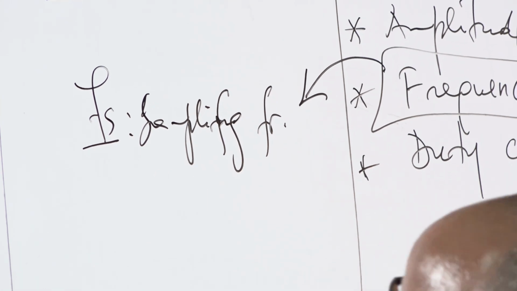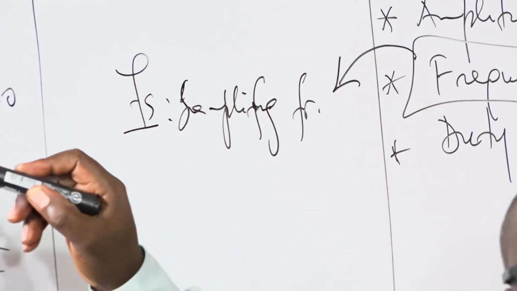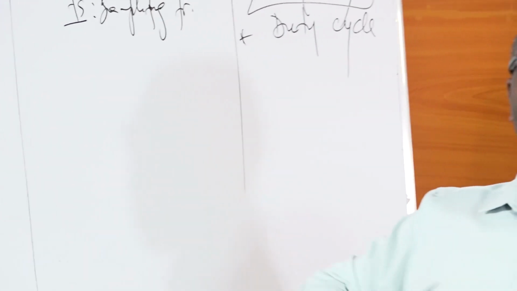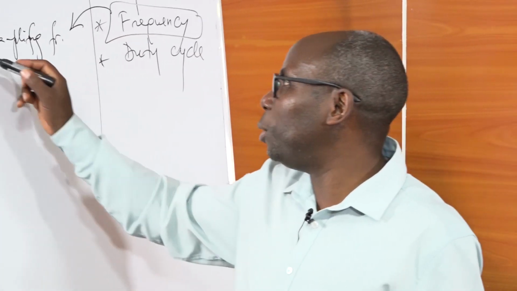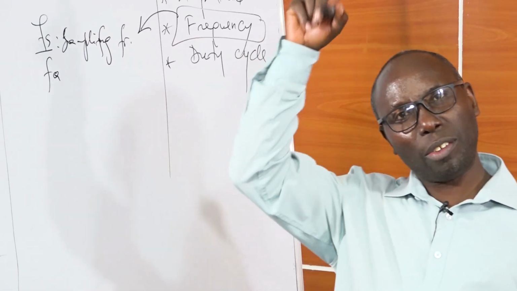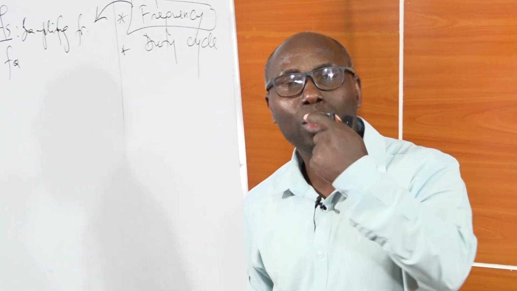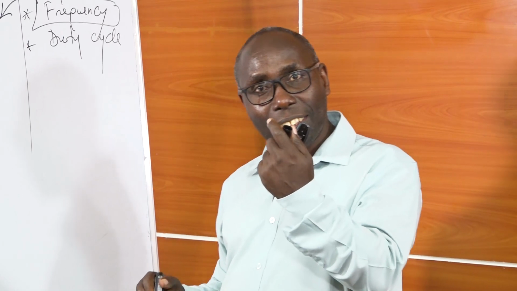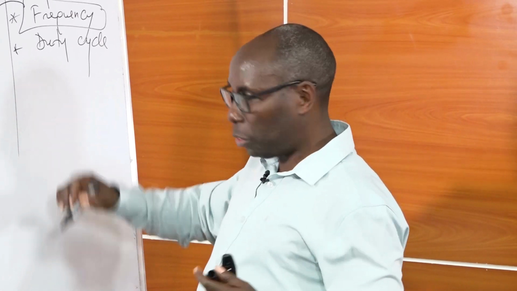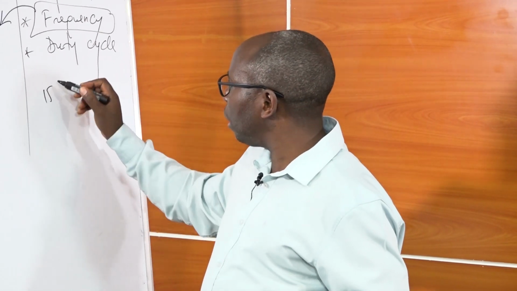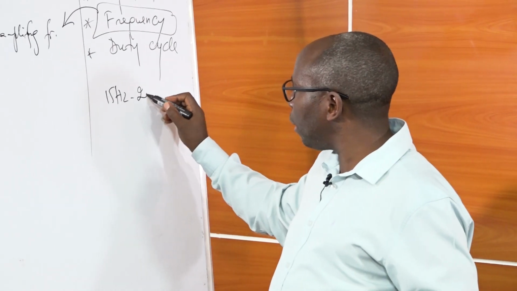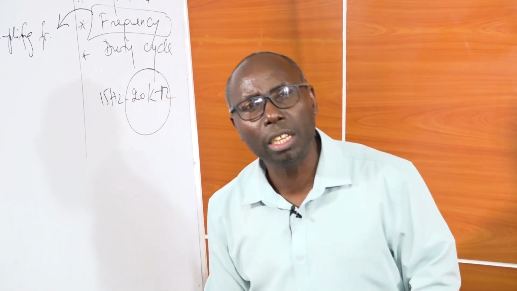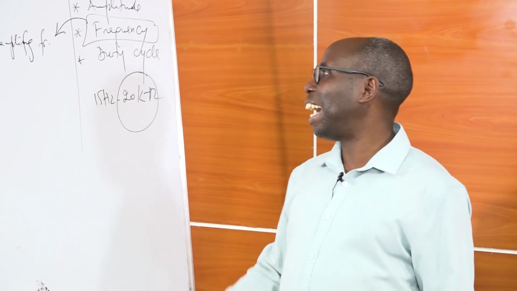Now, the signal we are going to sample contains some frequency components. The highest frequency component is going to be noted as FA. As an example, an audible signal, like my voice, has a frequency spectrum ranging from 15 hertz up to 20 kilohertz. So you can see that the highest frequency component is 20 kilohertz.